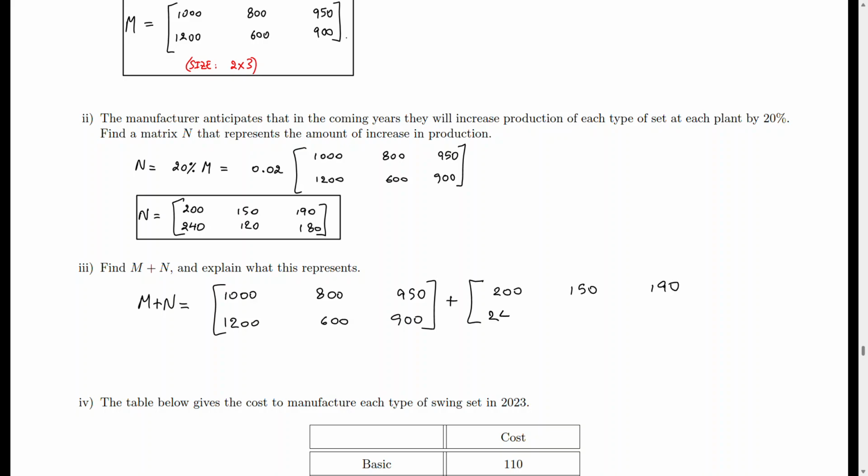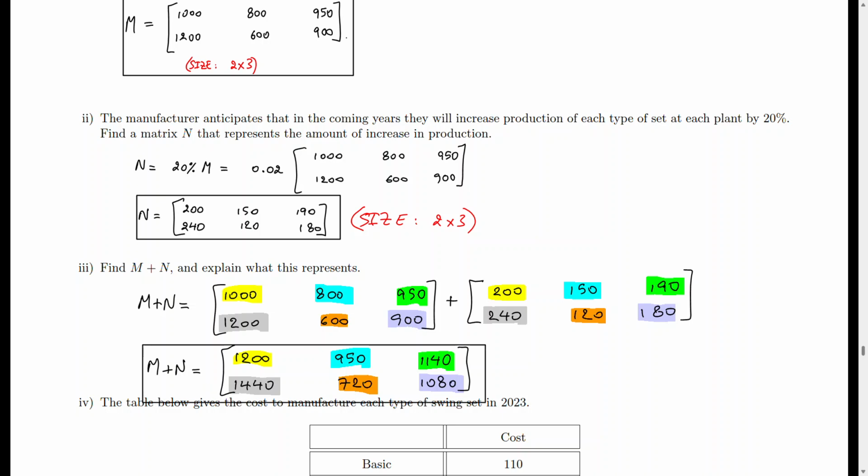So adding up the numbers in the two matrices, first of all, is it legal to add the numbers? Yes, because the two matrices both have size 2 by 3. The original one had size 2 by 3, and the new one that we created was a scalar product of the original one, so they're both 2 by 3 matrices. All we've got to do is add the numbers, and again, we add the 1,000 with the 200, we add the 800 with the 160, and so on and so forth until we get to the end.